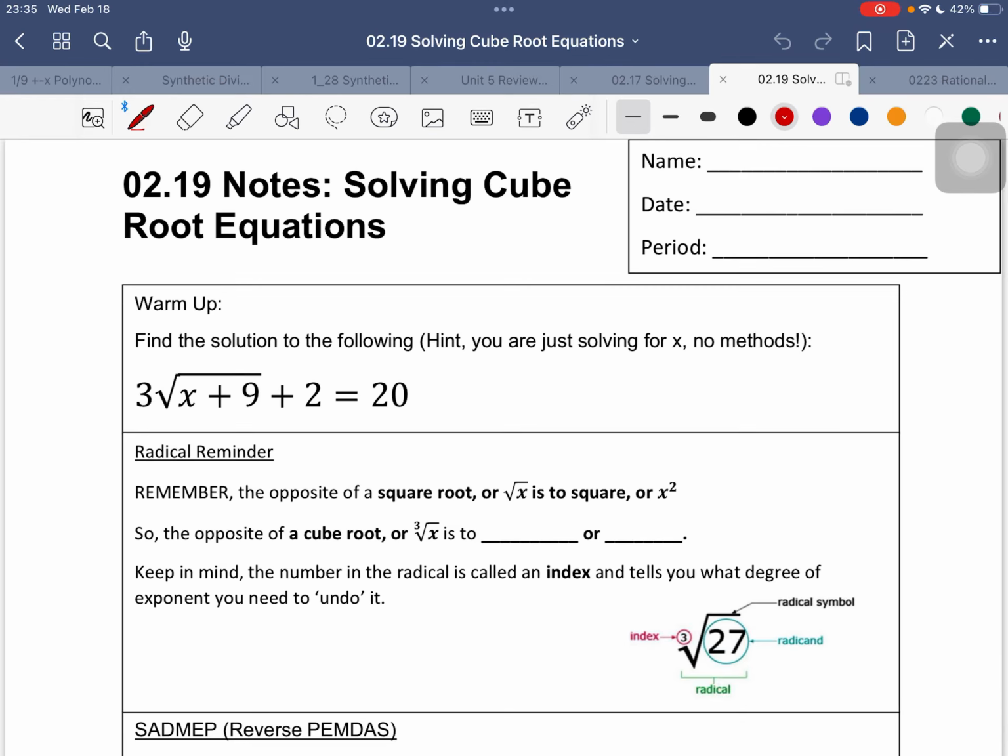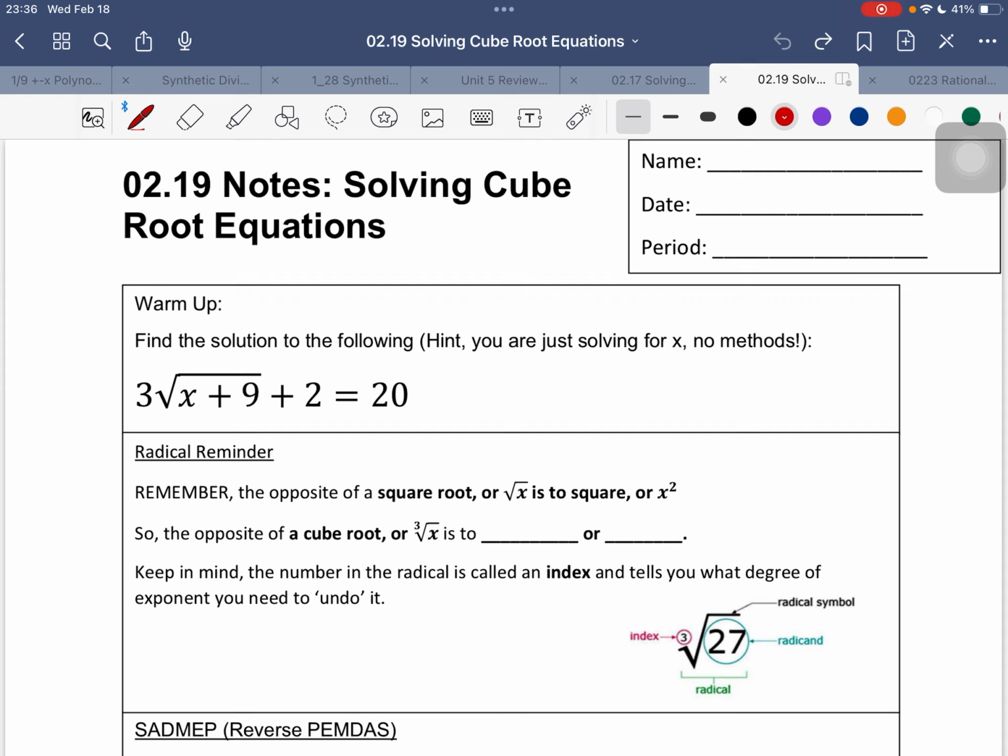Today we're learning how to solve a cube root equation. So basically we're doing exactly the same as Wednesday and Thursday, except for cube root. On Wednesday and Thursday we dealt with square root. So the warm-up question is also to solve for x in a square root equation.